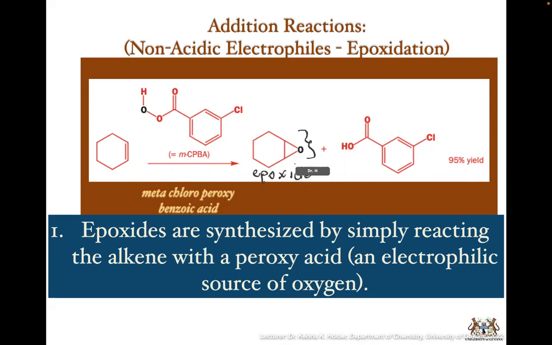So the question is, how does one synthesize an epoxide from an alkene? In order to accomplish this, we would have to access a reagent that is able to give us an electrophilic source of oxygen. Remember that addition reactions, the ones that we are giving attention to at this time, are those reactions where the alkene is playing the role of the nucleophile.